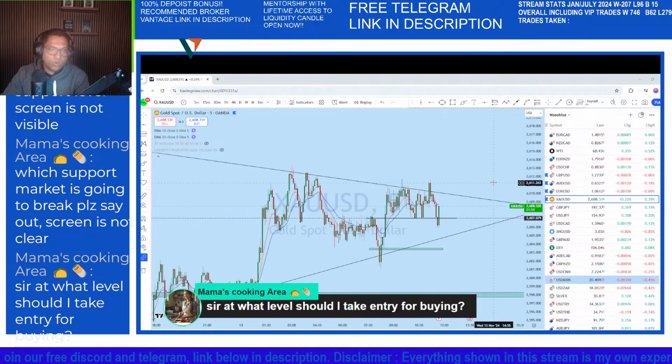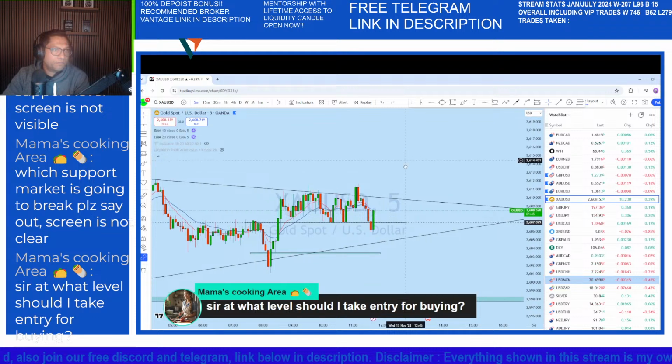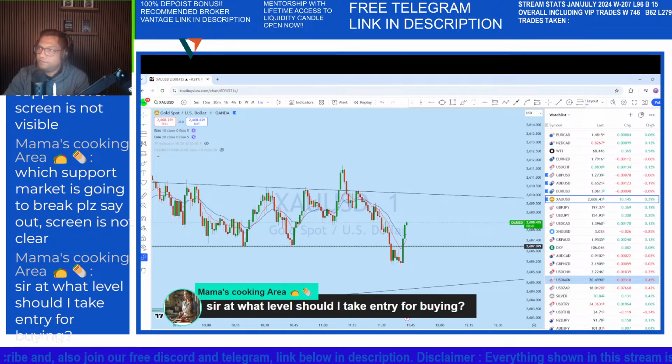Yeah, this is what we are waiting for: the market to show its hand, and then we can look for that entry opportunity once you see that.